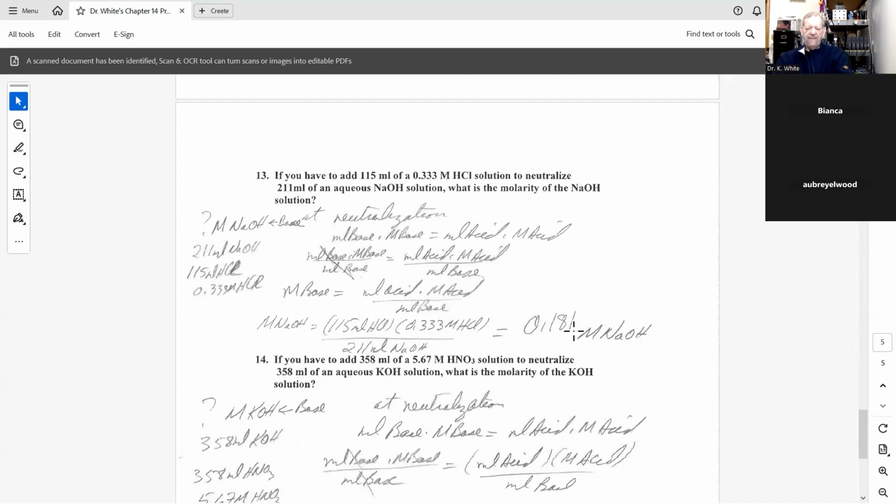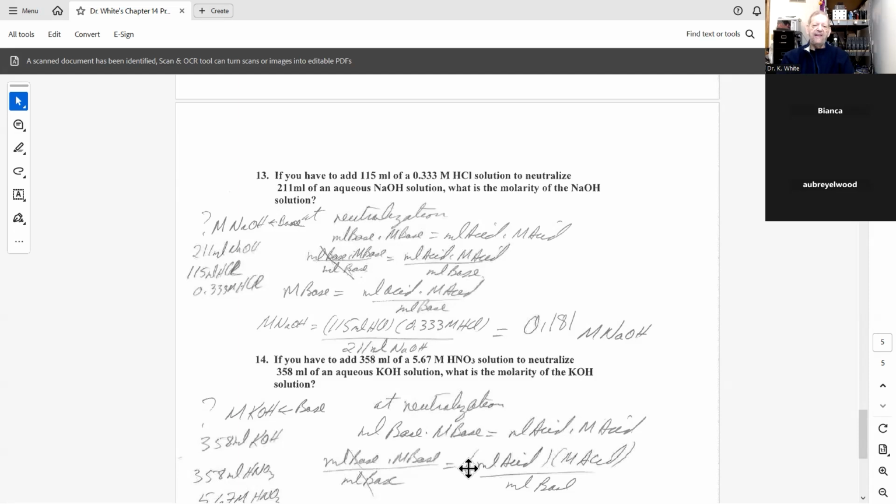Now, let's make sure you are looking at this, and you are. Sometimes with Zoom, you have to check to make sure you really are sharing what you're supposed to be sharing, and I am. Let's look at 13. Hint, you should know how to do this.